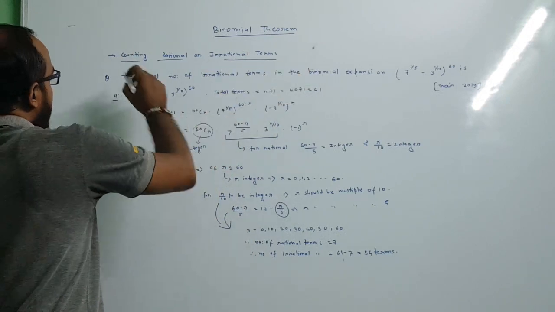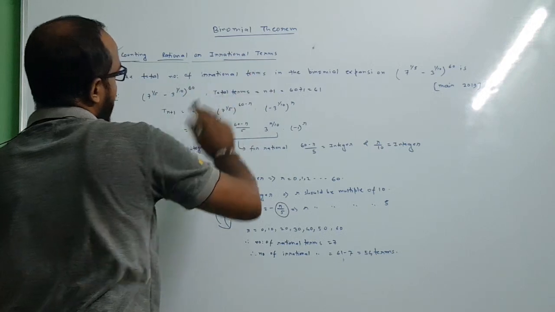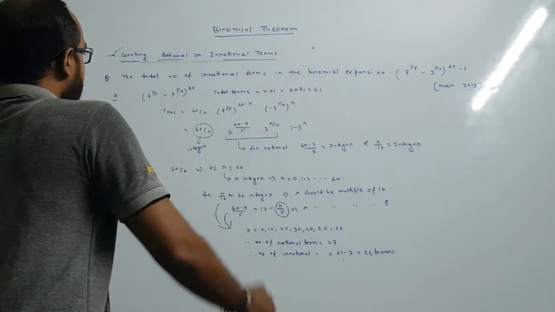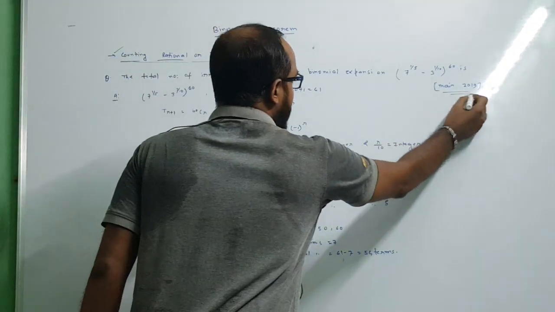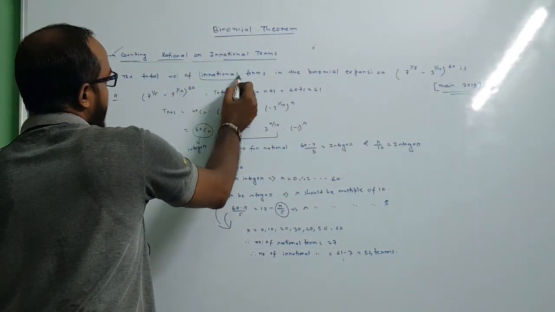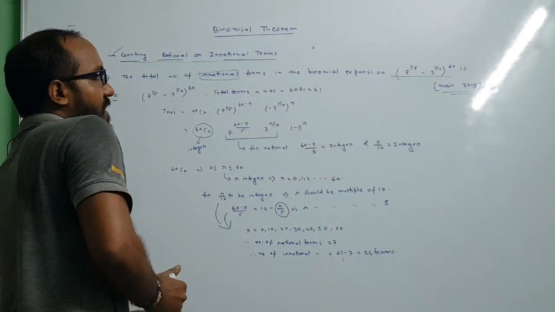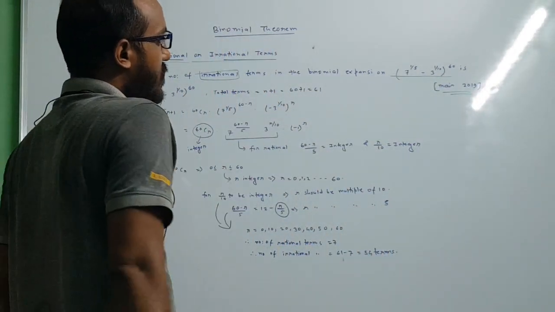and competitive exam. So see, these are first type of problem, counting rational or irrational terms. So this is a recent question, JEE Mains 2019. The total number of irrational terms in the binomial expansion of this thing, 7 to the power 1 by 5 minus 3 to the power 1 by 10 whole to the power 60.